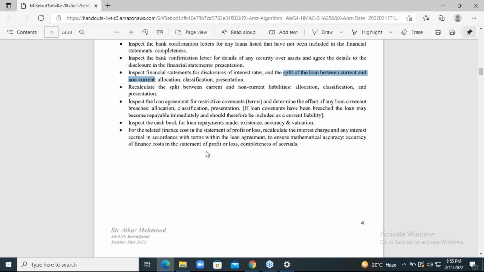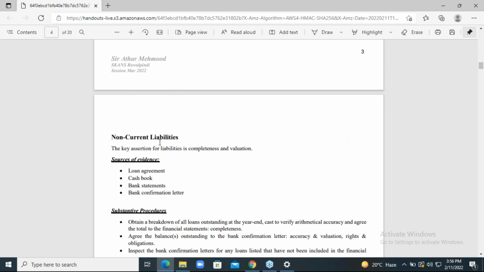This is not a matter of just memorizing or rote learning. This is not like that. You should have the basic concept behind it so that you can apply these things in your exam. So this is how you are going to do that.